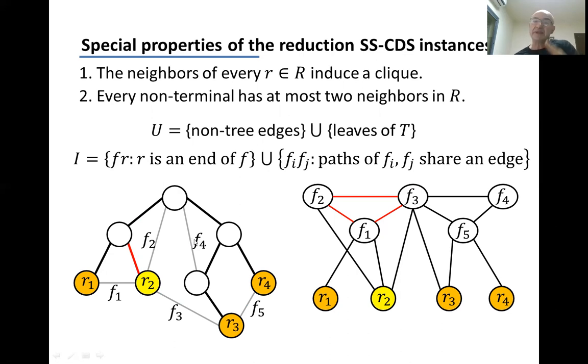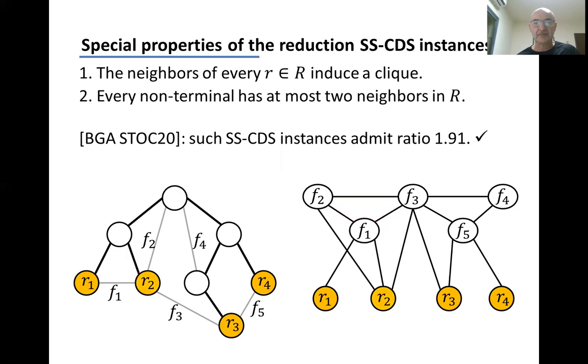So these are the properties, and as I mentioned, Byrka, Grandoni, and Ameli proved that such SSCDS instances that have these two properties admit ratio 1.91. So this actually finishes the proof that block tree augmentation admits ratio 1.91. So we are done with the block tree augmentation problem, and further details can of course be found in the paper.